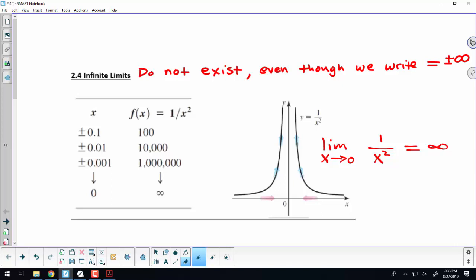We've already seen how we know something's a hole. The factors on top and bottom go away. That gives us the hole. Here, the factor of x squared doesn't go away, so that gives us a vertical asymptote.